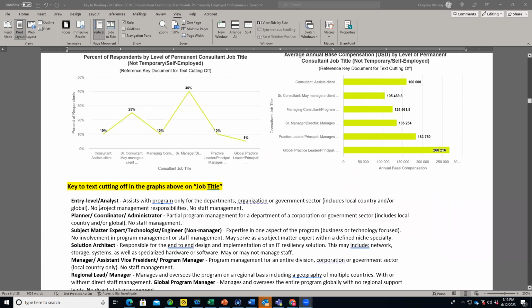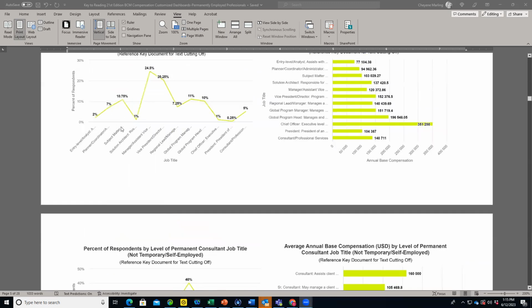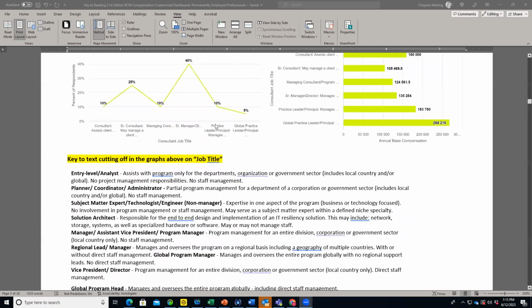But here we do have the text that's being cut off. We used very generic job descriptions, generic descriptions of each job title, to help with consistency and conformity within the data reporting. So again, if you look back here, from entry level analyst all the way to president, and then obviously the consulting.